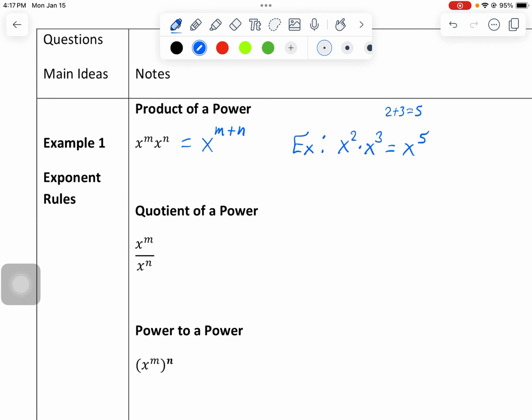When it comes to quotient of a power, that's where we do the opposite or the inverse operation, which would be subtraction when you're dividing. So this is x to the m minus n. We saw this a lot in the last unit when we were working with the division factors. So a more concrete example would be if I had x to the fifth divided by x squared, I would get x to the third because 5 minus 2 would give us 3.